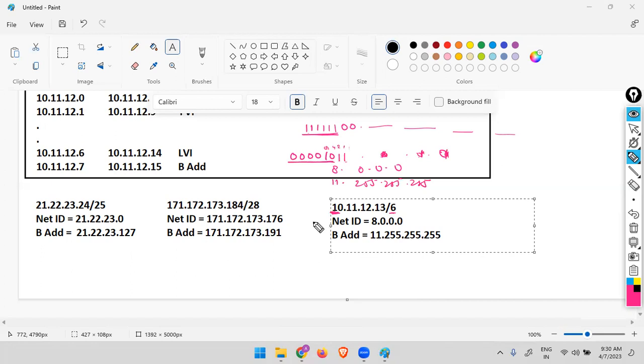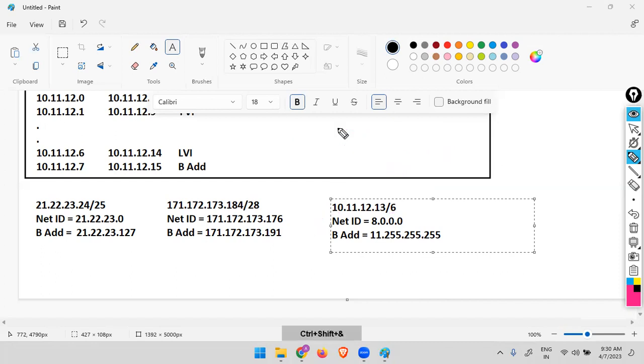But whenever you get confused in this method, always go with the binary. You just have to not change these values. Whatever bits you have for the network, those values you do not change. For the remaining bits, for the network ID, set all to 0. For the broadcast address, set all to 1. And then if you calculate the decimal value, you will get the answer. Is that clear? Okay.